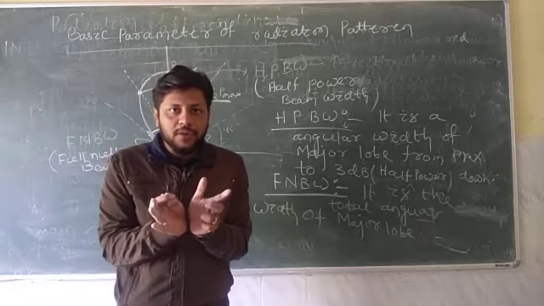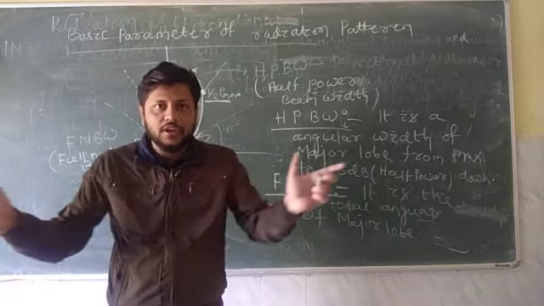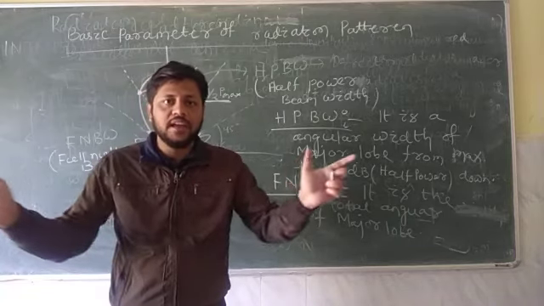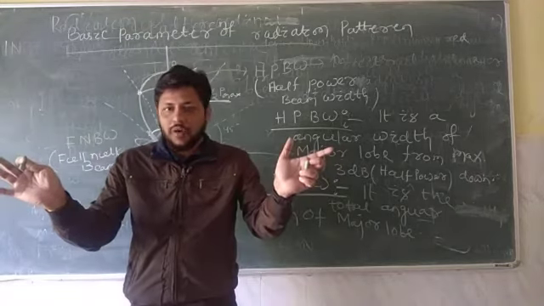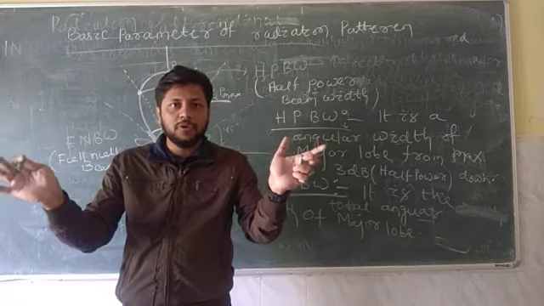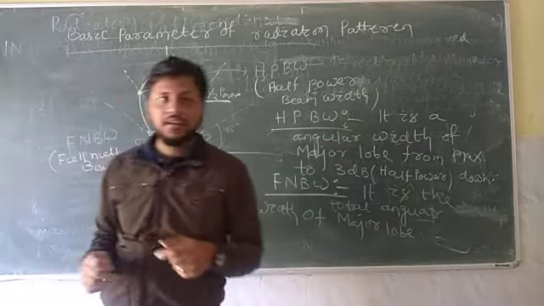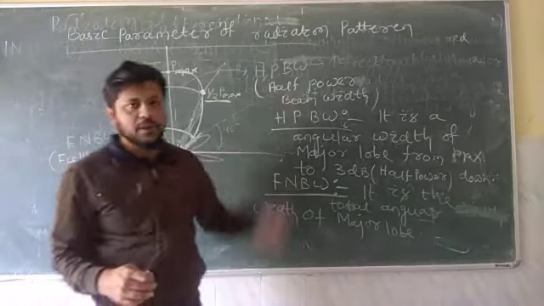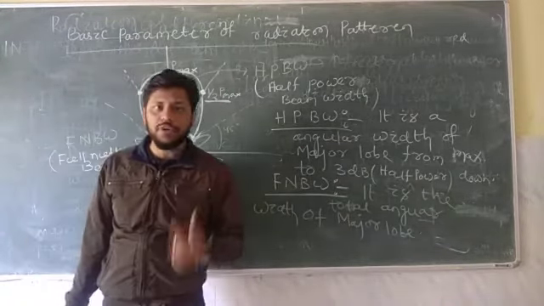It tells how much your electromagnetic wave is spreading, that is, how much angle it is covering. Suppose this is the antenna and it is spreading like this. How much angle it is covering, the total angular width, is given by your full null beam width, and this half power radiation area is known as your half power beam width. So the angular width here is known as your beam width.